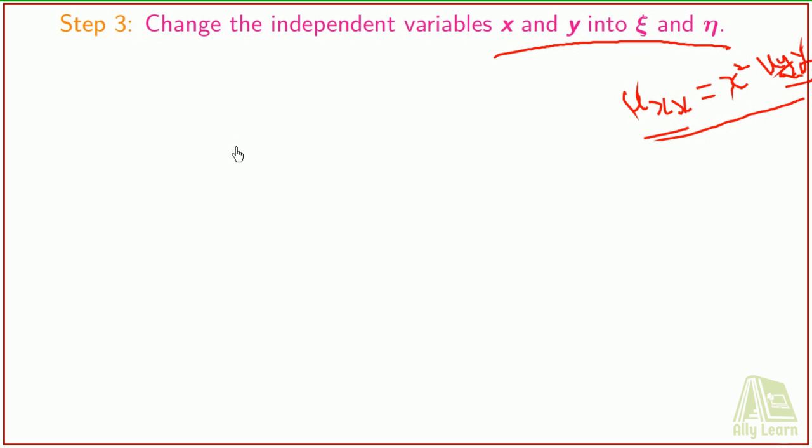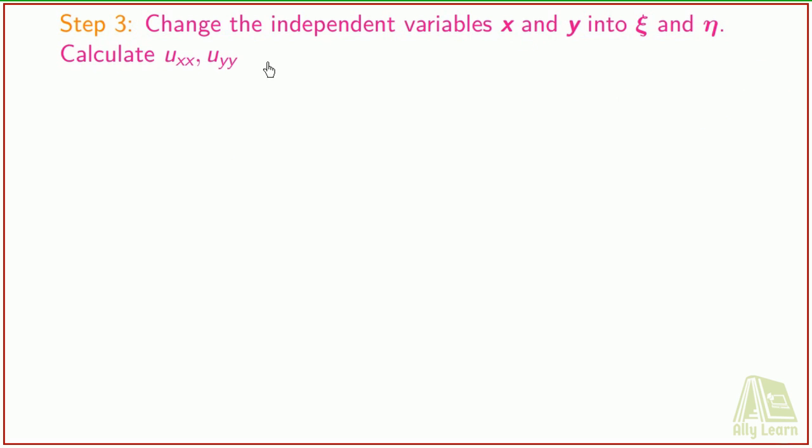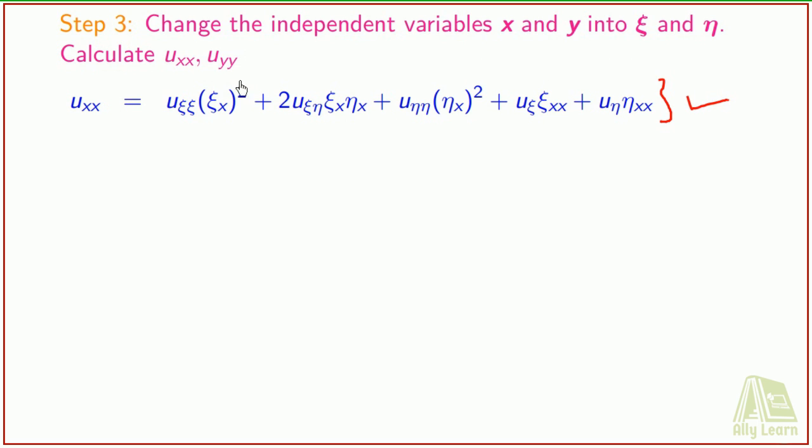You must be remembering the expression for uxx, which I asked you to remember for the main exam. In this expression, now we just put our values: xi x, eta x, xi double x, and eta double x. When we found xi and eta, I calculated xi x and xi double x, as well as xi y and xi double y, and similarly for eta. So I'm putting the values from there directly into here.